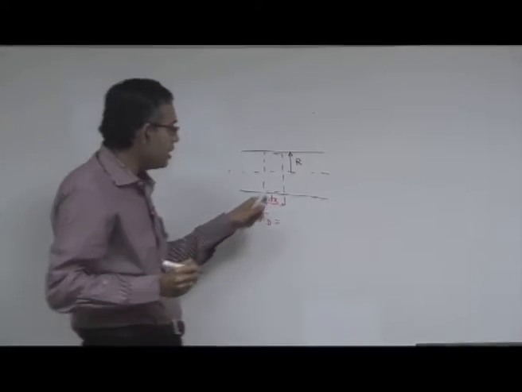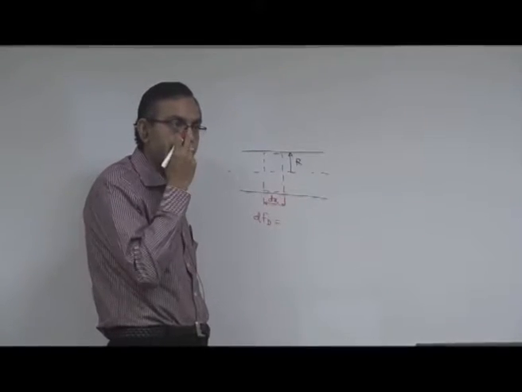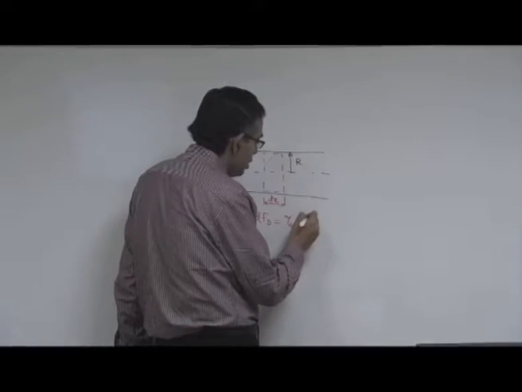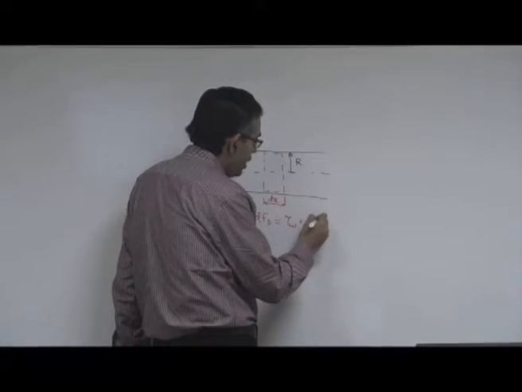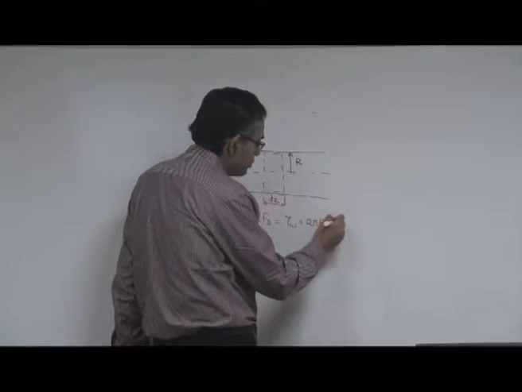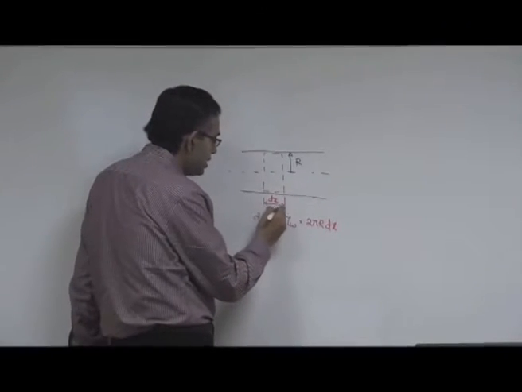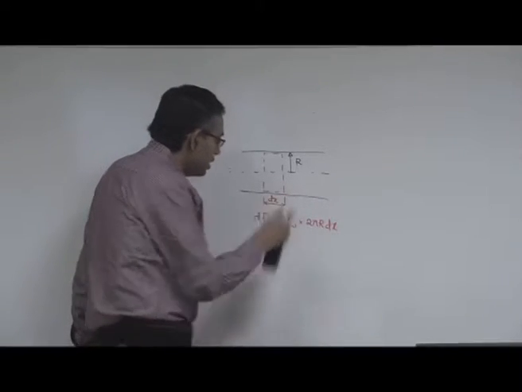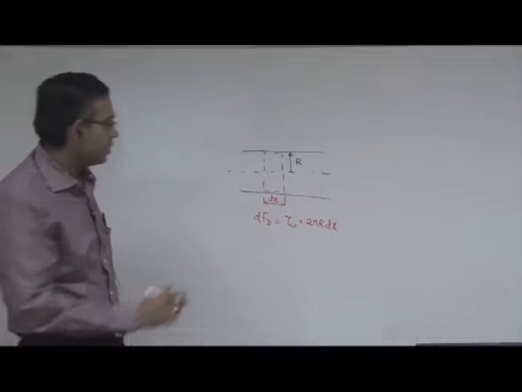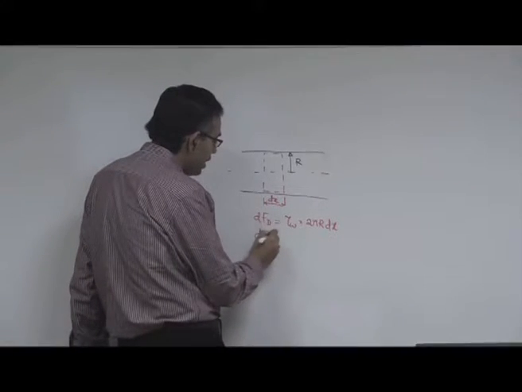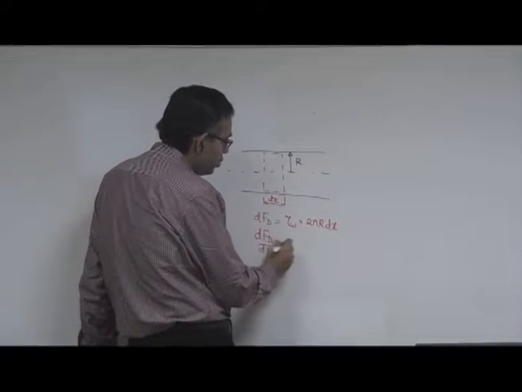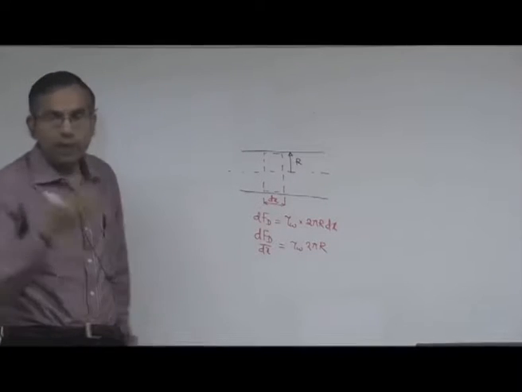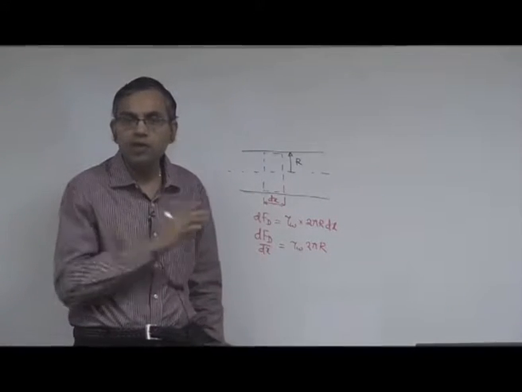What is the elemental drag force on this small element? Tau wall into 2 pi r dx. So, this dFd can be expressed in a general case. dFd by dx is tau wall into 2 pi r. This is true no matter whether the flow is fully developed, developing, whatever.